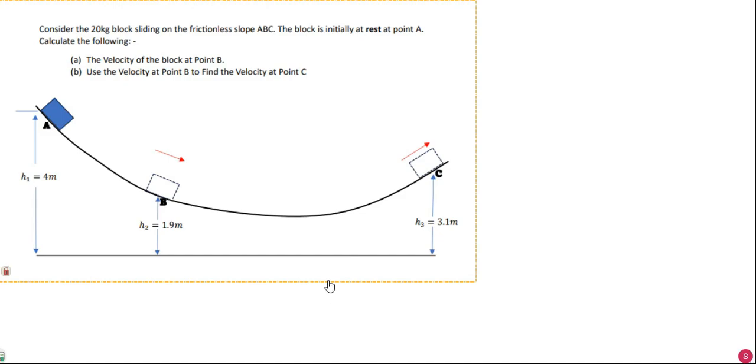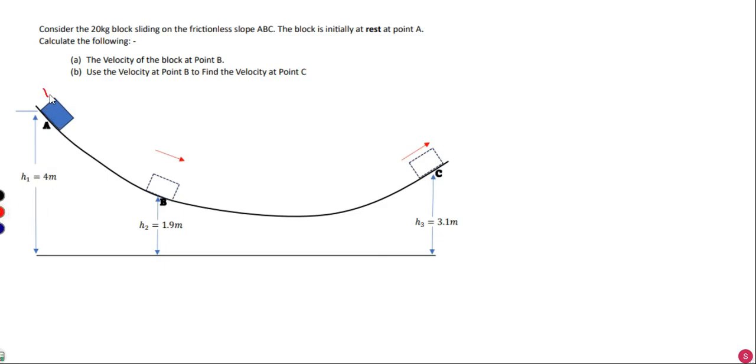So let us look at the last example. It's considered a 20 kg block sliding on the frictionless slope ABC. So the whole slope from A to B to C is simply frictionless, and as you can see, there's no applied force there, making the whole slope an isolated system, right? The block and slope system is an isolated one. The block is initially at rest at point A, so we're given that its velocity there is simply equal to 0. Calculate the following: the velocity of the block at point B.